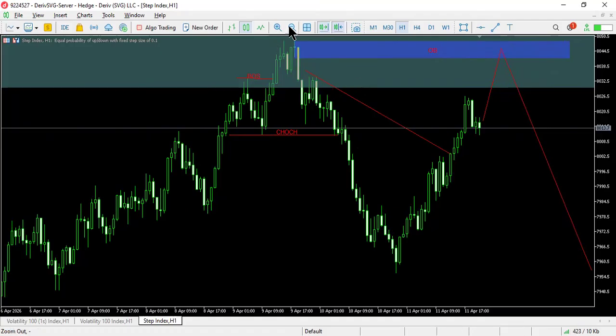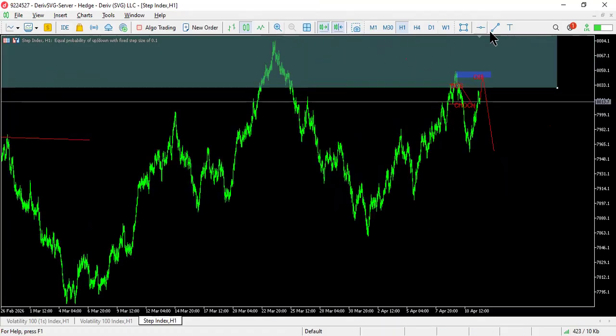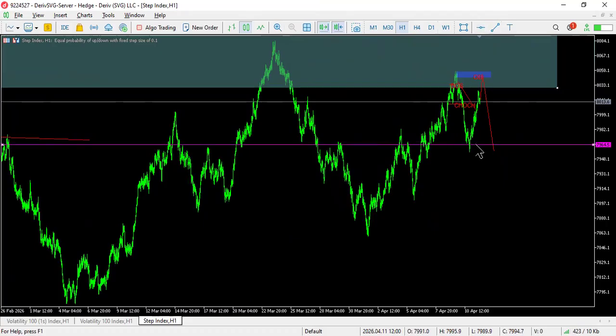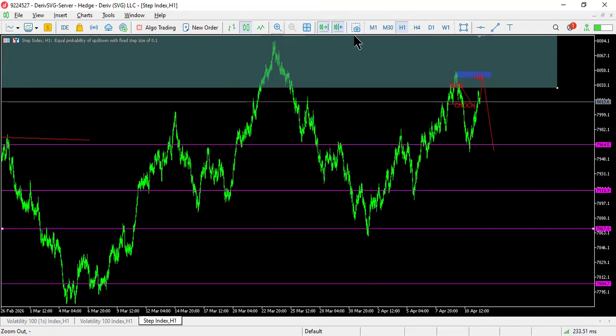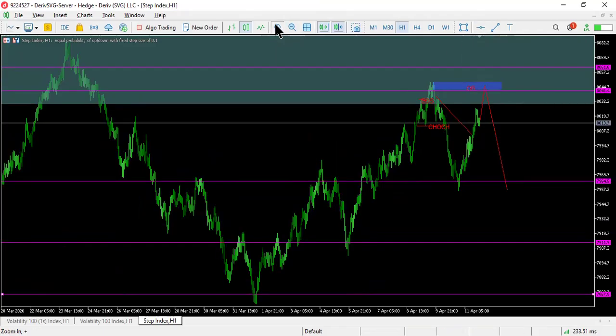And then our take profit levels: our first take profit level will be at that level, second take profit at that level, third take profit at that level, and then our fourth take profit at that level. Now, if you want to enter this trade with me, the coordinates of the sell limit: entry price at the order block, stop loss slightly above the order block.